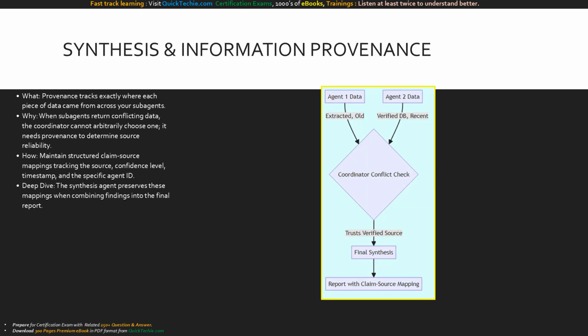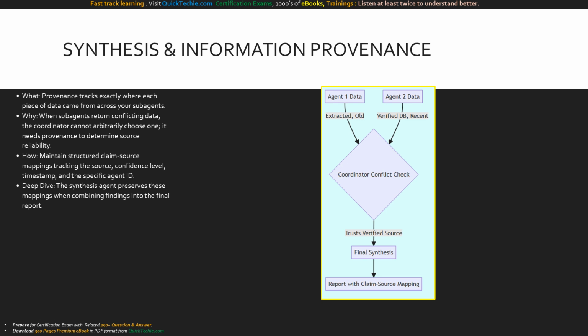In multi-agent systems, you will inevitably encounter conflicting data from different subagents. How do you resolve this? Arbitrarily picking a number is an exam anti-pattern. You must track information provenance, the source, the confidence level, and the timestamp. The synthesis agent uses these structured claim source mappings to objectively weigh a verified database against an extracted PDF, ensuring highly reliable final reports.